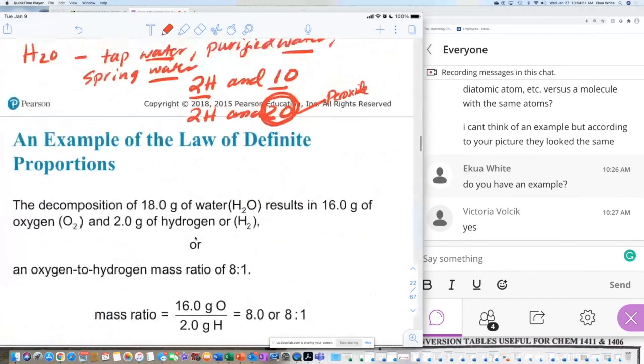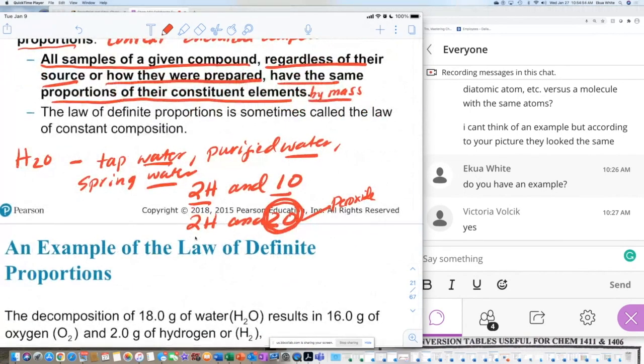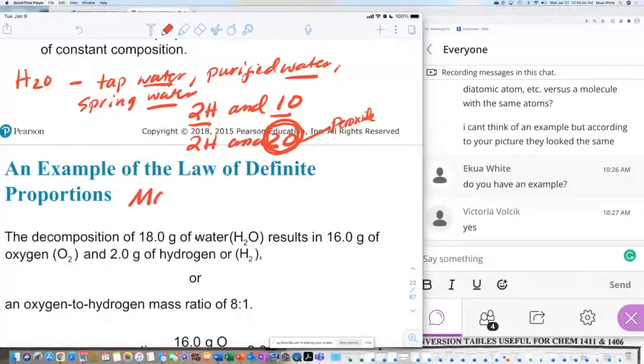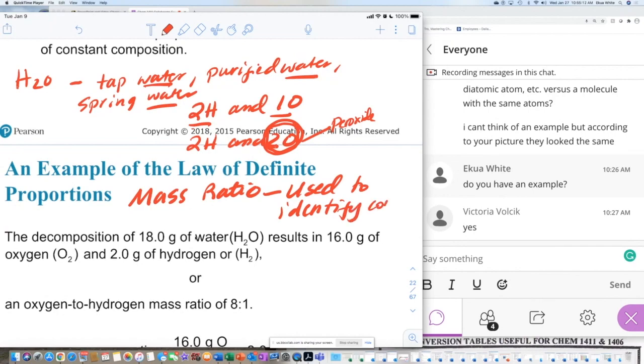Okay? So, since we're comparing mass, right? The ratio is by mass. We'll come out with a unit called a mass ratio. So the mass ratio is the ratio used to identify compounds based on the ratio of the elements. Okay? Later on, it's used to identify compounds. When you're trying to figure out what is this compound, somebody's arguing with you about the compound, you can say, listen, I don't have to argue with you. The mass ratio based on the components proves it's one chemical versus the other, one compound versus the other.